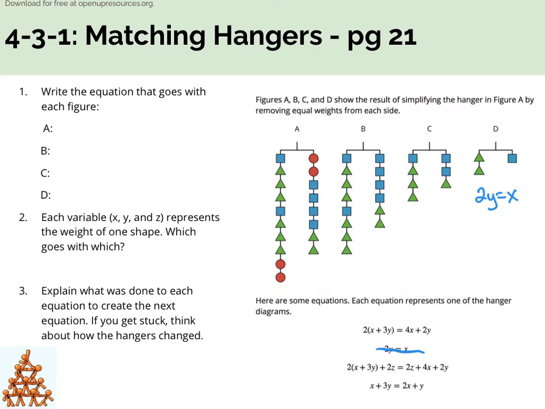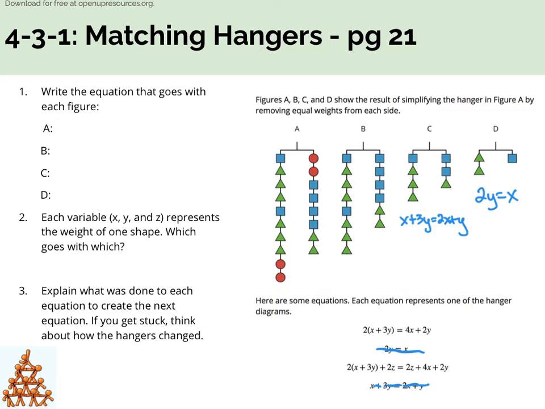Now let's go ahead and look at the other one. I have 3 of something and 1, and then 1 kind of like of that, and then 2. So if we look at this one, I have 3 of the y's and 1, and then 2 of the 1's and 1 of the y's. So that will go there. So let's go ahead and let's write that down. So we're going to have x plus 3y equals 2x plus y. And then I'm going to go ahead and cross that out. And then let's go ahead and let's look at the next one.